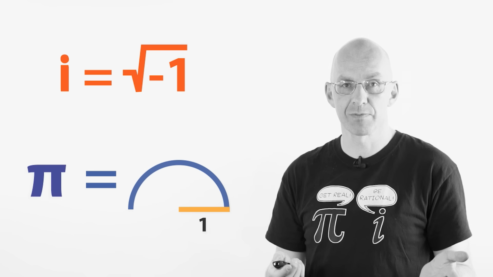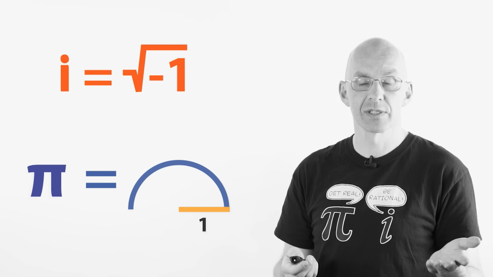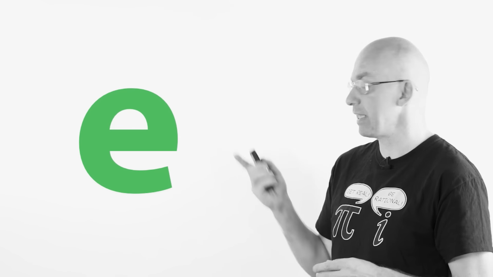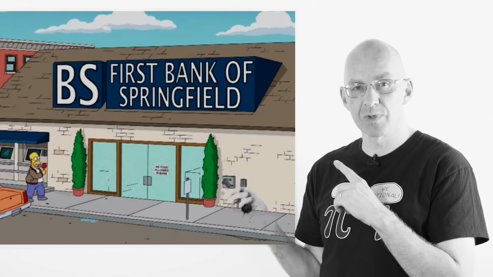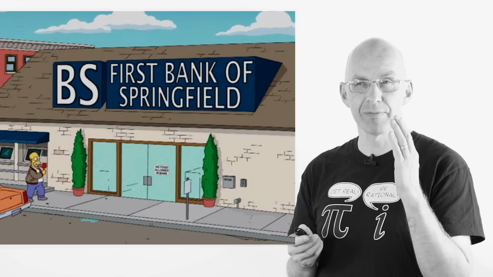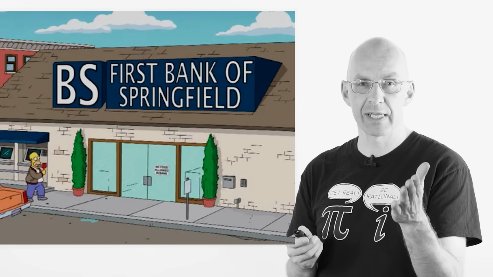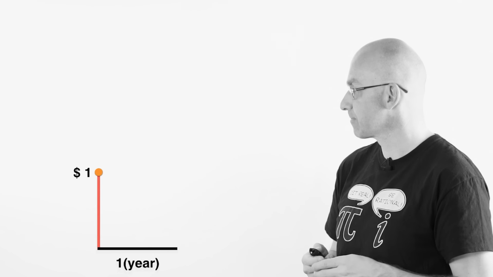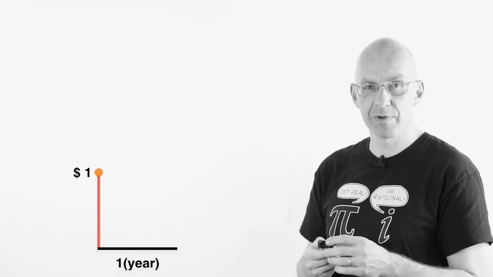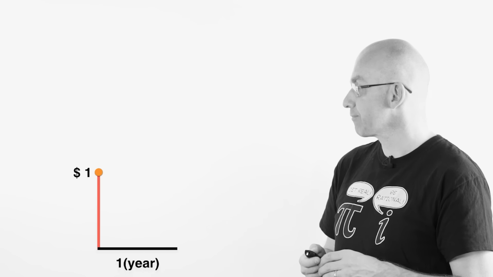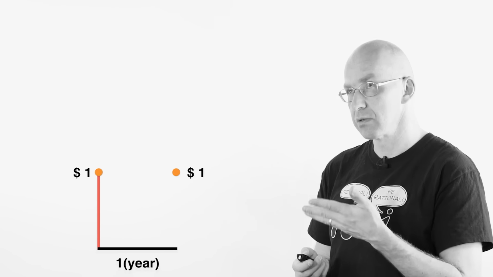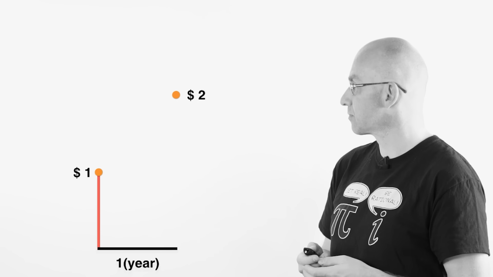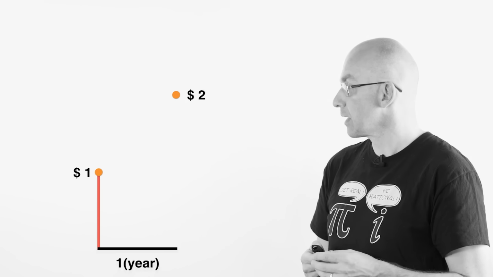So the first thing I have to explain to Homer is, what is e? To do that, I give him a dollar and I tell him, go to the bank. Now I've arranged with the manager to give him 100% interest over a year. So what happens to this $1 when Homer puts it in? Well, after 1 year, he has 1 plus 1 is $2. So he's got $2.